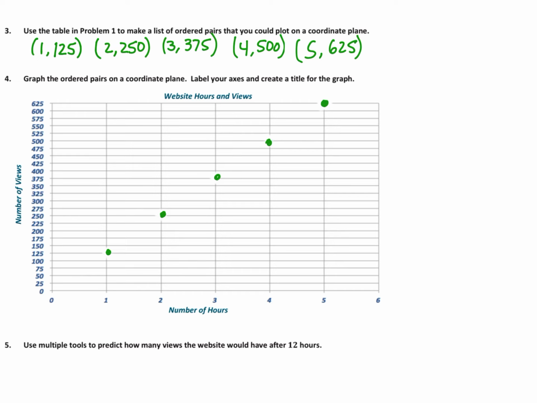Number 5 says use multiple tools to predict how many views they would have after 12 hours. So, we can think about our equation. Instead of using H, we're going to replace that with a 12. 125 times 12 will tell us how many views.